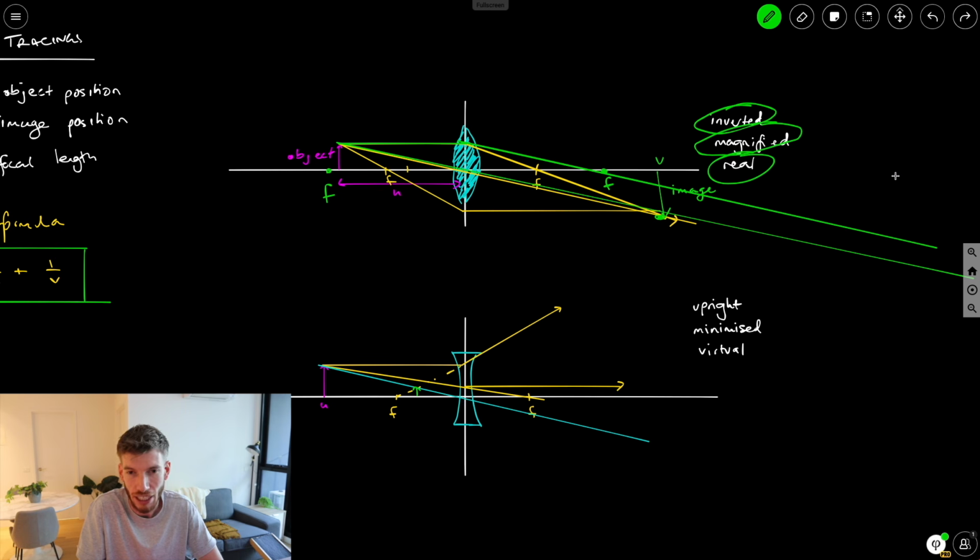They should all line up somewhere down here. It would still be real. It would still be inverted, but it would be massively more magnified. You can see it's dropping a long way away from the axes, so it'll be a much larger image.